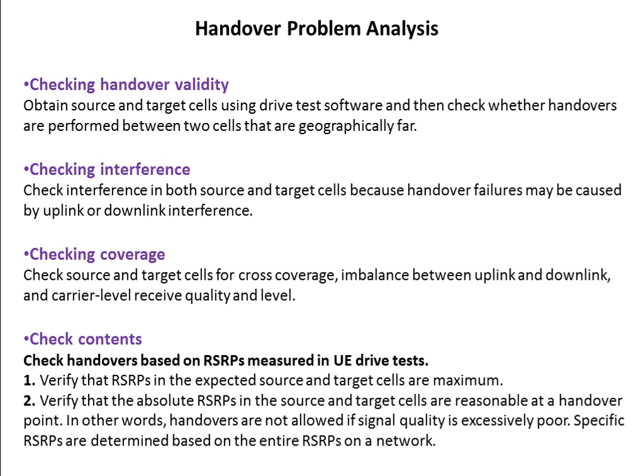So we first need to check the handover validity to obtain the source and target cells using the drive test or any other neighbor planning software. Check the interference in both source and target cells, so unnecessary handover should not be triggered to a cell which is already interfered. Check the coverage, so the coverage footprint should be much smoother, as we already did in the previous slides. Check handover based upon RSRP measured in the UE drive test, so we can check whether there was a possibility of handover which could not take place, and we can use this analysis to define the new neighbors appropriately.